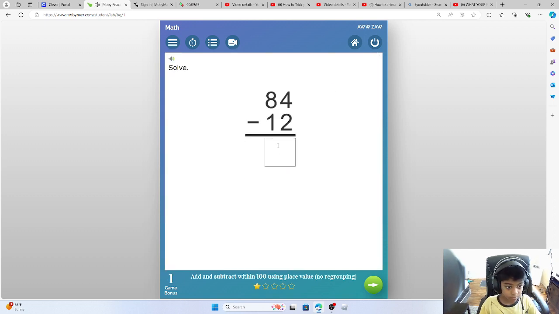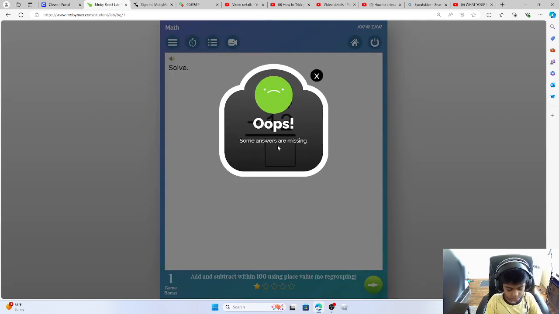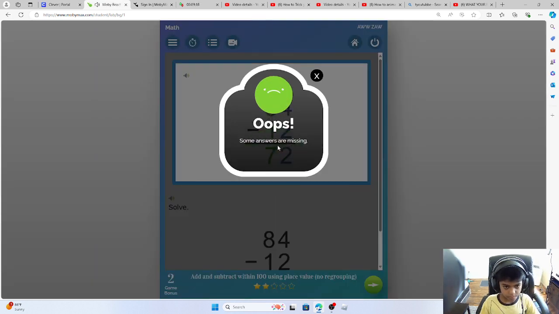Next. Solve. 84 minus 12 equals blank. 72. When subtracting, 2.